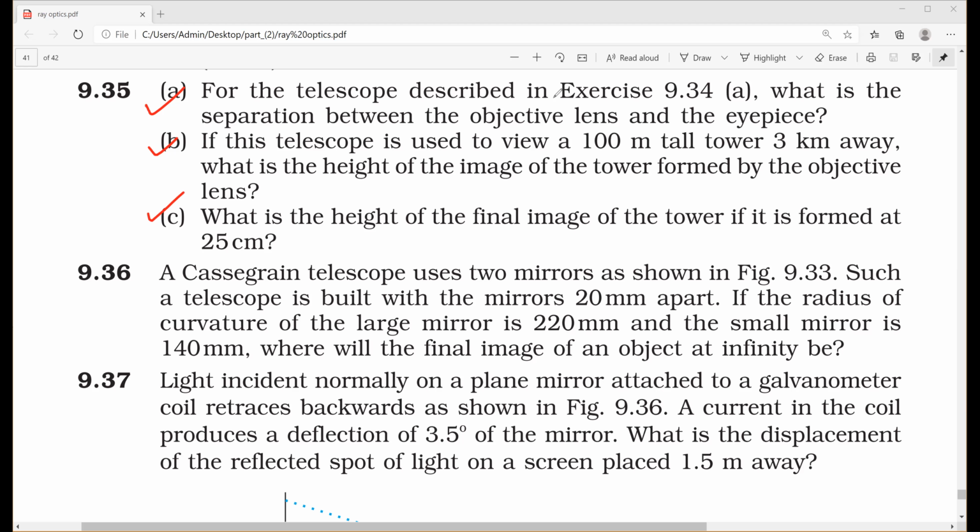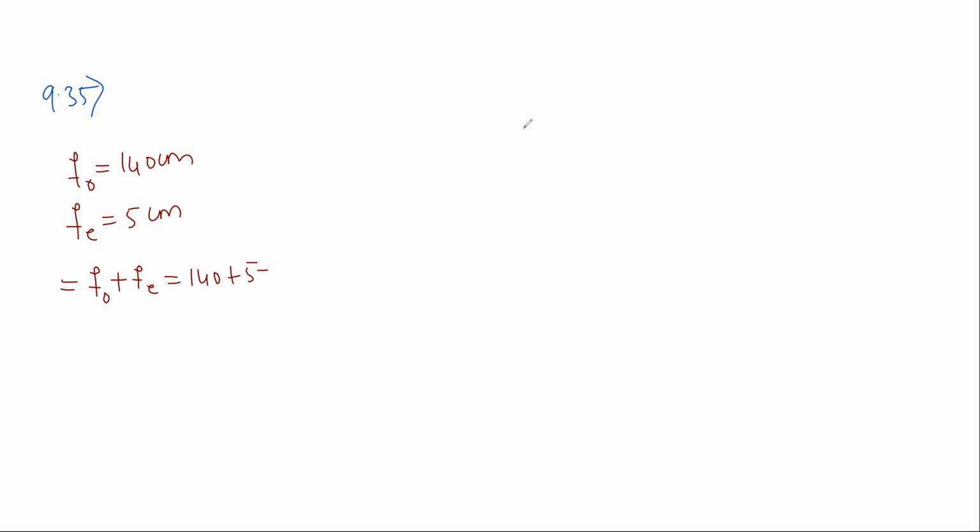So from the question, they have given the focal length of the objective lens f naught, that is 140 centimeter. Focal length of the eyepiece fe is equal to 5 centimeter. Therefore, in normal adjustment, separation between objective lens and eyepiece is given by f naught plus fe, that's equal to 140 plus 5. So we are getting 145 centimeter.